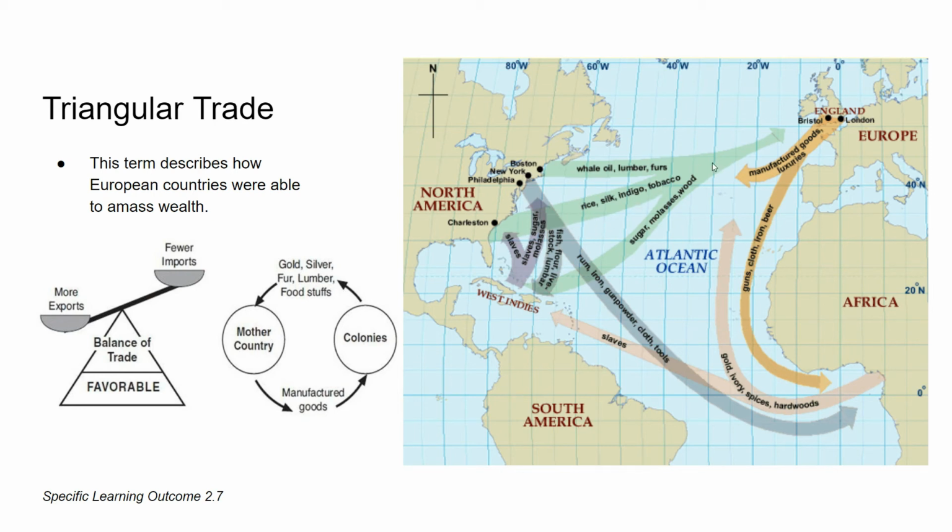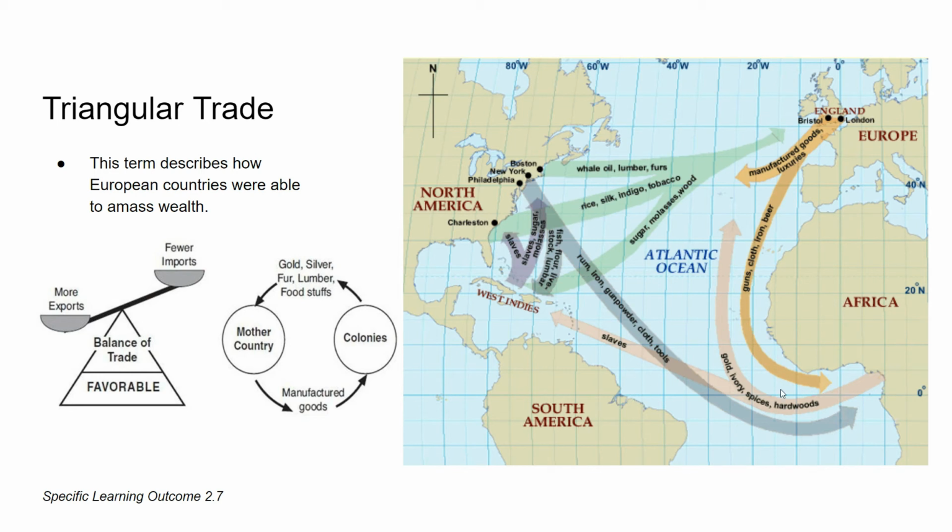Then, as you can see from the green arrow, they get shipped back into Europe. Once they arrive back in Europe, of course, they're manufactured into different goods, and then those goods are sold back to the colonies. So as you can see, for example, manufactured goods and luxuries, guns, cloth, iron, and beer all get sent to the different colonies. And since the colonies weren't producing it themselves, there was a market for when they were being sold back to them.